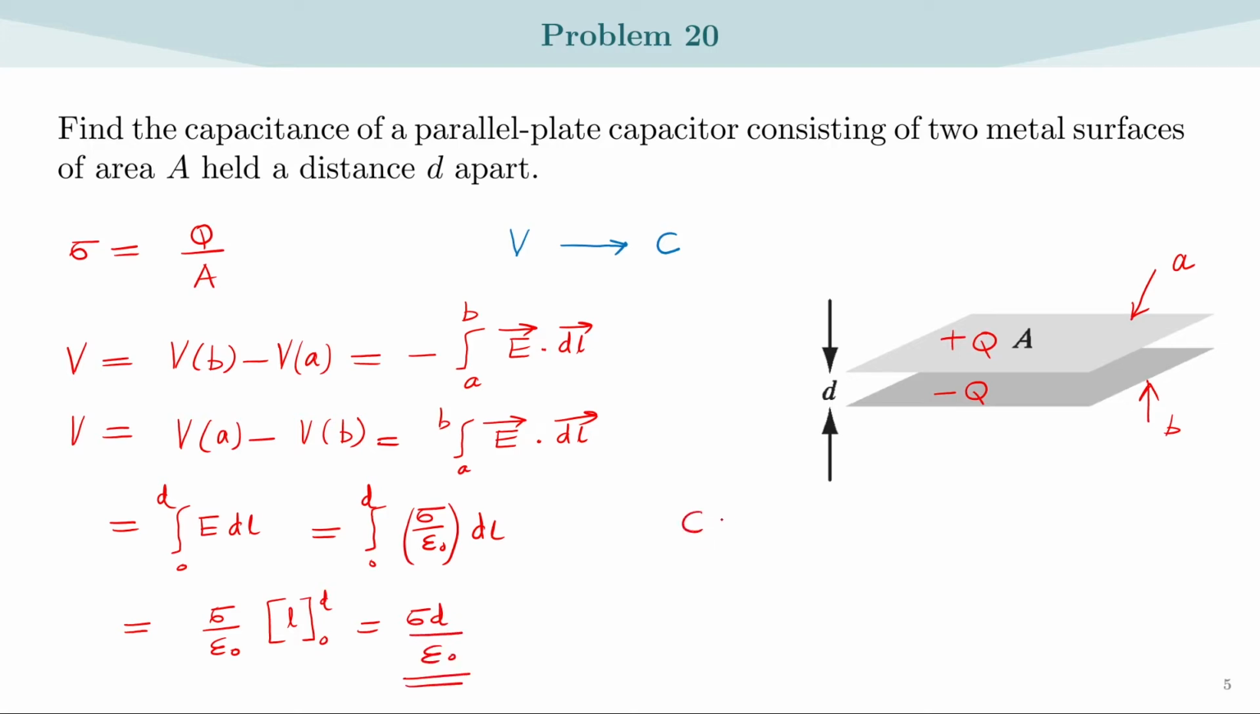Now the capacitance is given by Q over V, and this is equal to Q over Qd divided by epsilon 0 A, and this is equal to epsilon 0 A over d. So this is the expression for the capacitance of a parallel plate capacitor having plate area A held at a distance d apart.